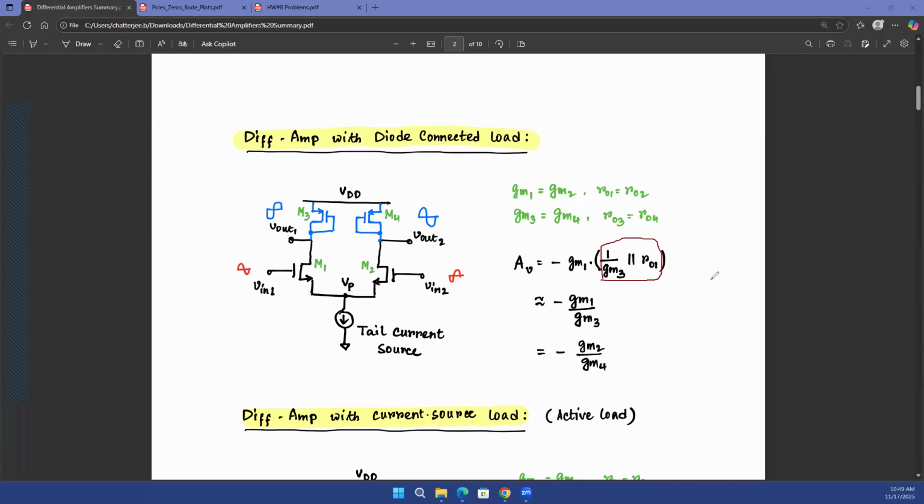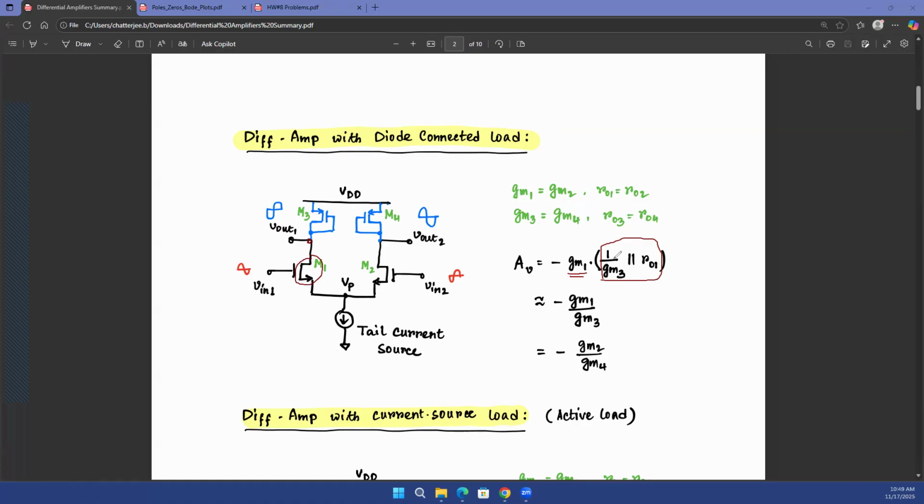Again, nothing fancy, nothing new here. Everything has been learned when we were discussing single-ended amplifiers. So that's the resistance at this output terminal Vout1. What is the gm of the transistor that we are interested in? Because V1 is applied at the transistor M1, you are interested in the gm of transistor M1. So you have gm of M1 multiplied with whatever output resistance you have for the amplifier. And you know gm multiplied with Rout is your voltage gain.